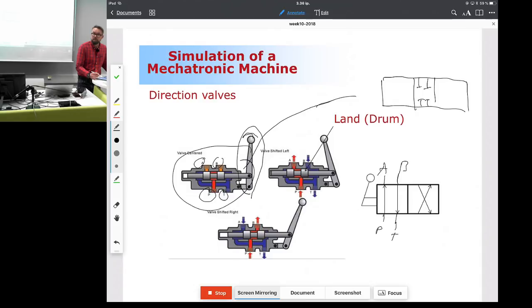You agree with me? Okay, when I'm pushing that in this direction, then it's actually connecting pressure and A. So it's this one and this one. And when I'm moving it in this direction, then it's connecting pressure to B, and A to tank. So that's supposed to be the drawing symbol for my particular direction valve.